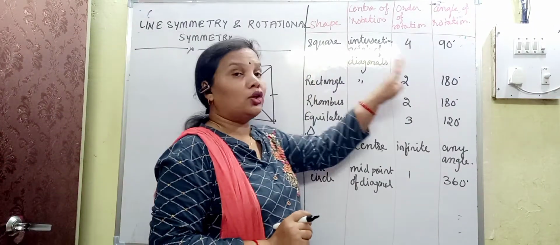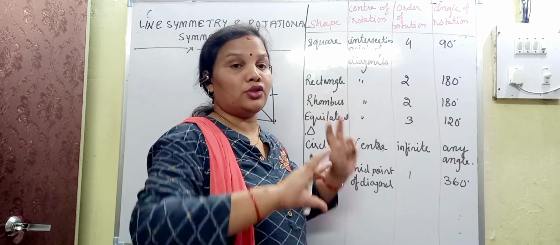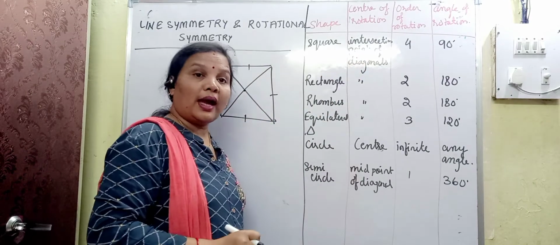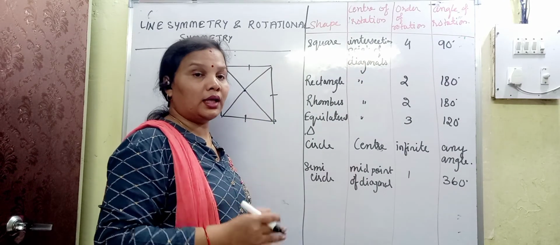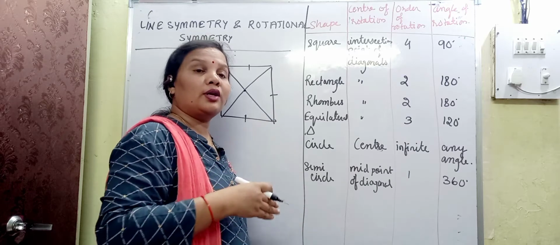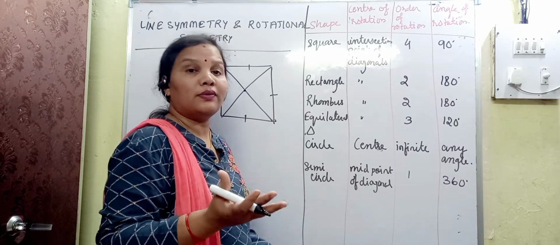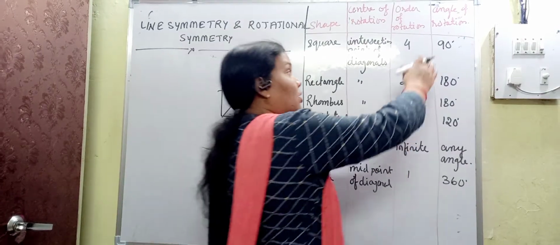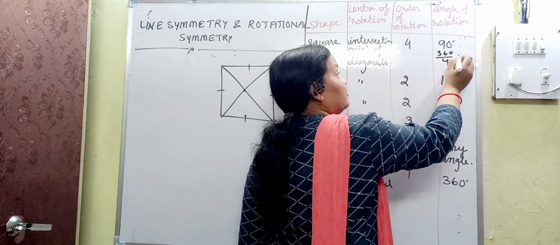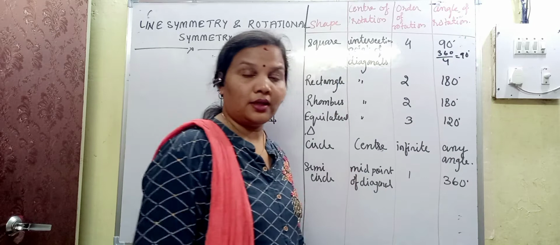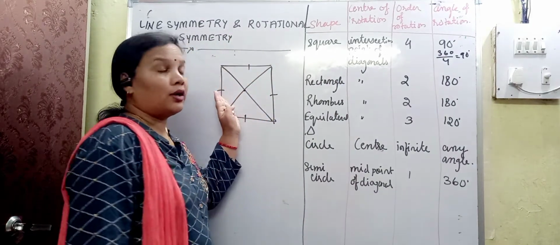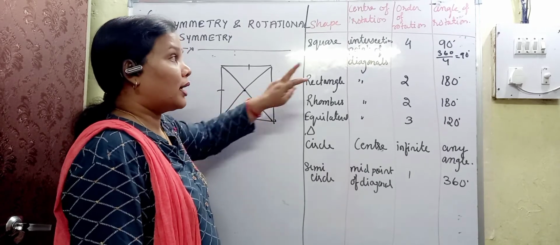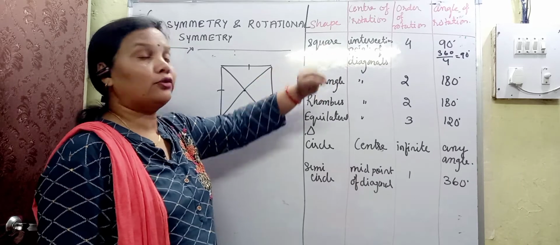Next is the order of rotation. As you know, a square has four equal sides, so four times you get the same figure. So the order of rotation for a square is 4, and the angle of rotation is 90 degrees. How do you get this? A complete angle is 360 degrees, and divided by 4 you get 90 degrees. After rotating the square by 90 degrees, you again get the same figure. So the angle of rotation for a square is 90 degrees and the order of rotation is 4.